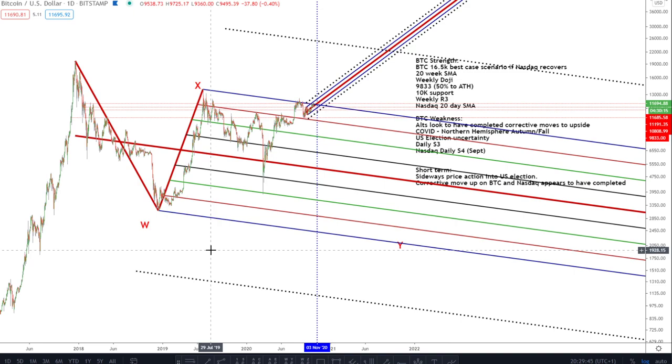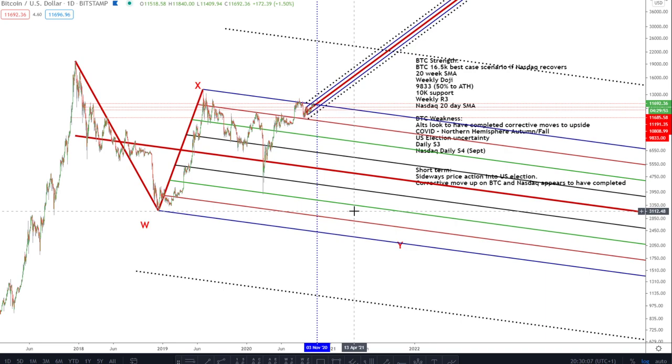As per my previous videos, we're going to run through reasons for strength in Bitcoin and reasons for weakness. I'll share with you my bias, and also explain where I see Bitcoin going ultimately. I'll explain my invalidation point, and how if we do see price deviate in a different way, then I would change my analysis. So I'll explain my invalidation points.